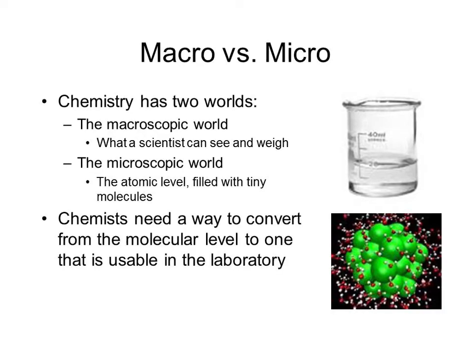Chemists and scientists deal on two different levels in chemistry. The first level is the macroscopic world, and this is what we can see, weigh, and manipulate in the lab. The microscopic world is where all the chemistry actually happens, where the atoms and the molecules mix together to form new compounds, right? The macroscopic world we can see, the microscopic world we cannot. So in order for us to be able to observe what's happening on the macroscopic world to relate to what's happening on the microscopic world, we need to have some type of conversion factor between the two. And that conversion factor is going to be called the mole.